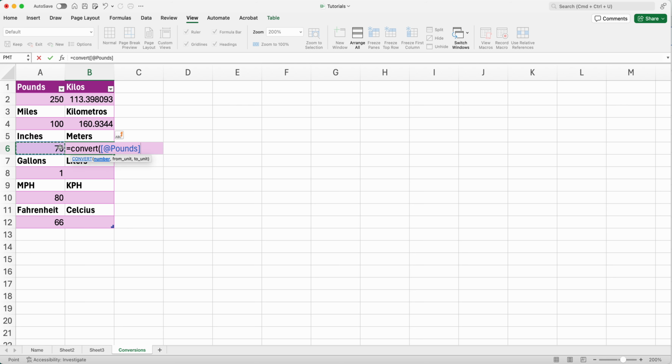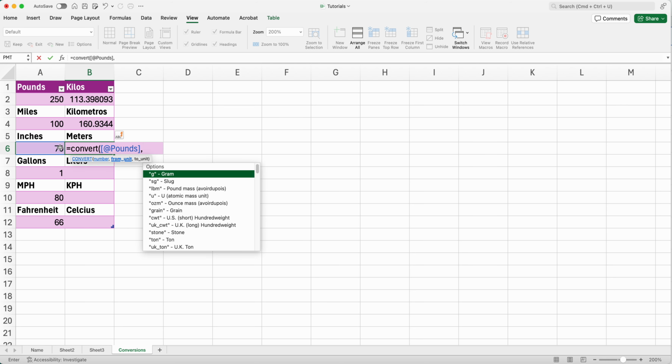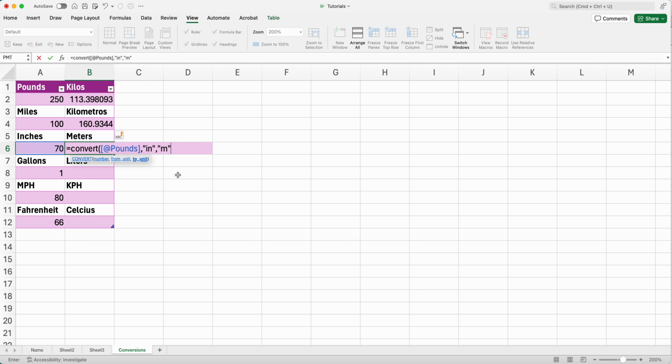Inches to meters, so height. This is 5'10", 70 inches is 5'10", to meters. Equals, convert, choose the number right here, comma, the from unit is inches, which is quotation, in, quotation, comma. The to unit is meters, which is right there. You can just select it. Quotation, m, quotation, parentheses, enter. There you have it. My height, 5'10", or 70 inches, is 1.778 meters.